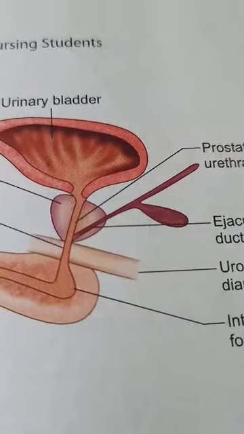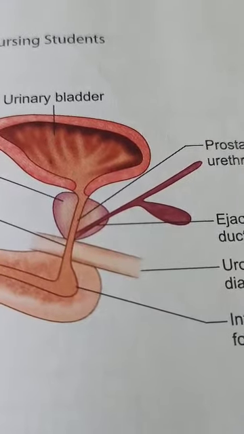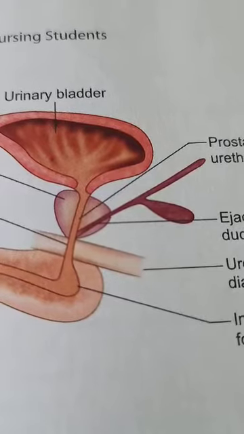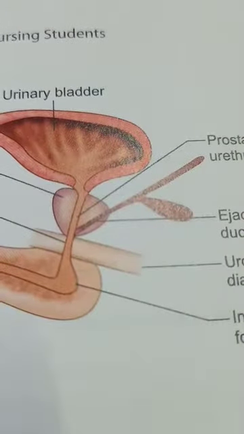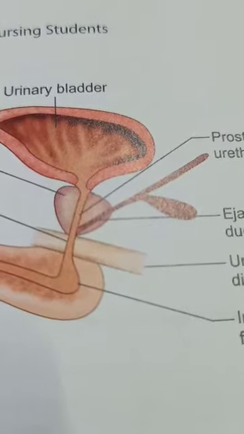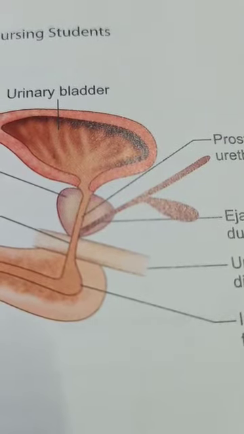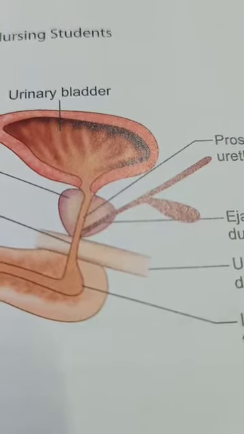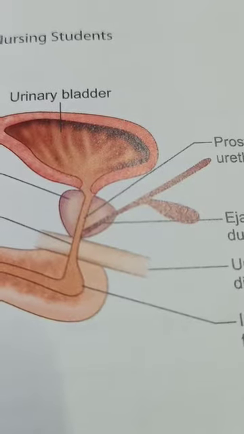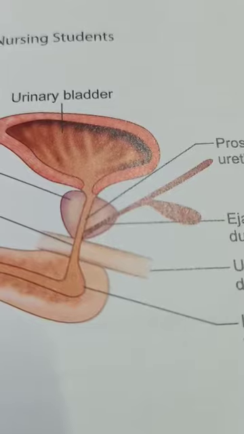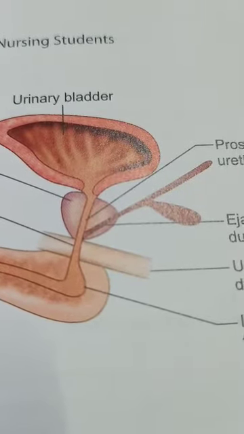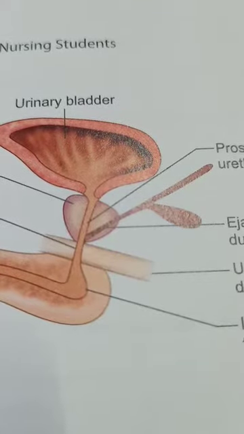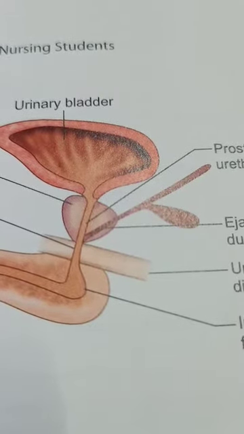Then the nerve supply: it is supplied by the prostatic plexus. It supplies the smooth muscles of the prostate and prostatic urethra. Then sympathetic and parasympathetic fibers are there. Parasympathetic nerves are from the second to the fourth sacral segments. So that is the nerve supply. Then comes the applied anatomy.